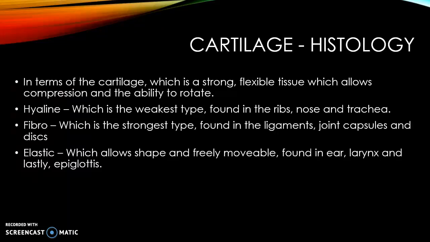Moving on to the cartilage, so the histology of this. It's a strong flexible tissue, allows compression and the ability to rotate. And then it goes on just to mention hyaline, fibro, and elastic. So I'll start with hyaline. It's the weakest type, which is found in the ribs, nose, and trachea. Fibro, which is the strongest type, which is found in the ligaments, joint capsules, and discs. And lastly, the elastic, which allows shape and is freely movable, found in the ear, larynx, and lastly, epiglottis.